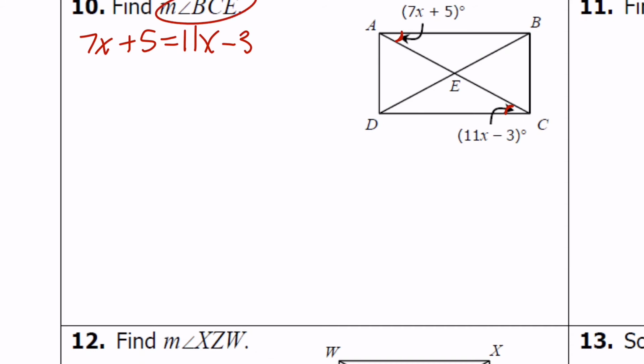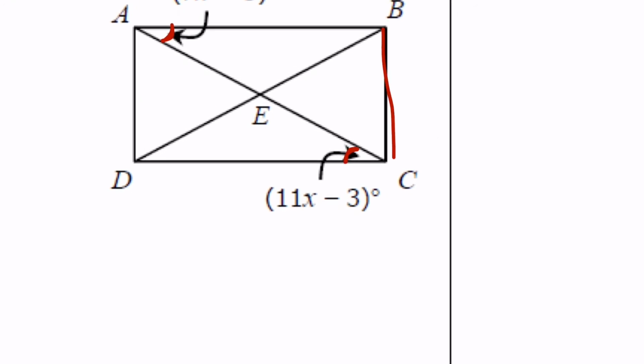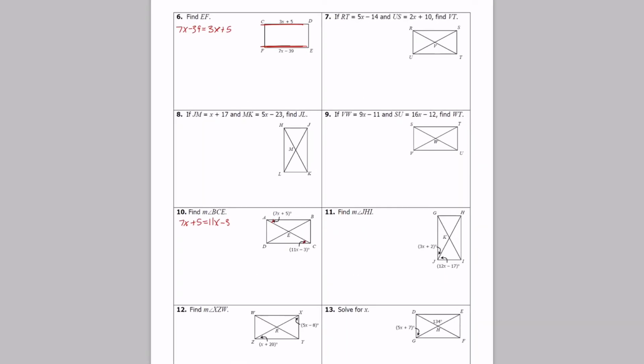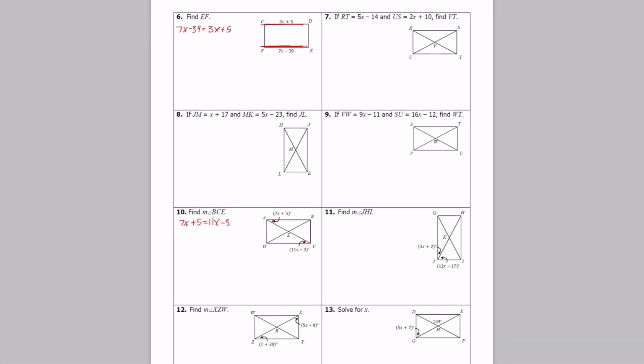Then it wants the measure of the angle, so make sure that you think about what that angle is going to be. For instance, I want to find the measure of angle BCE. So it's wanting to find this angle measure. Think about what you can do there to find the measure of angle BCE using your properties of rectangles. So do the rest of those 7 through 13 as well as 2, 4, and 5 on the front. And then we will look at these on Monday.